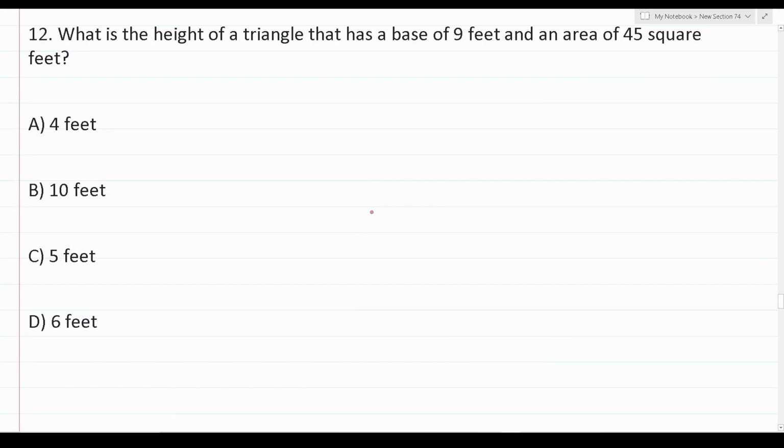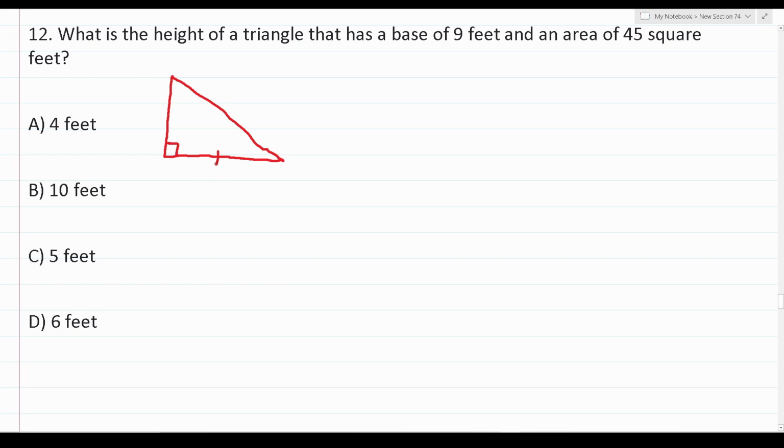All right, so number 12 says, what is the height of a triangle that has a base of 9 feet and an area of 45 square feet? All right, so for this one, we know we're working with a triangle. That said, we don't know what type of triangle we're working with. So in light of that, you actually get to draw whatever triangle you want. And in this case, I'm simply going to draw a right triangle, since I tend to think those are the easiest to work with. All right, so there's my right triangle.